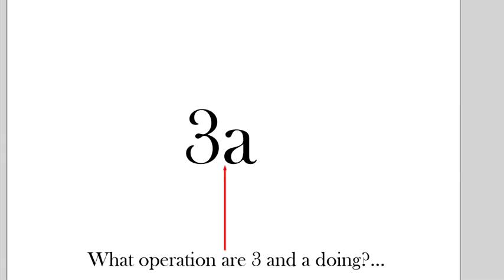As a reminder, when 3 and a are right next to each other, what we would call a coefficient and a variable, they are multiplying. So that's very important to remember. So if you were to substitute in, say we said a equals 2, or let's actually say -2.